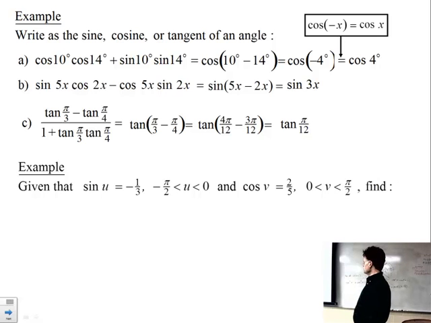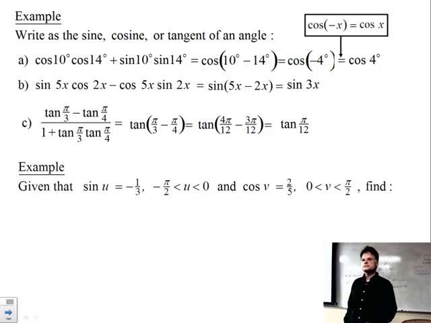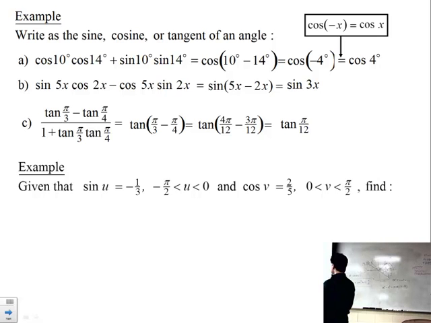I don't want to spend too much time on this. But let's do this example down here. This is the one. Suppose sine of u is minus a third, and I'll tell you that u is between minus pi over 2 and 0, so it's in quadrant 4. And cosine of v is 2 fifths, and v is in that range. What quadrant is that? Quadrant 1. Okay, so v is in quadrant 1. Find sine of u minus v.